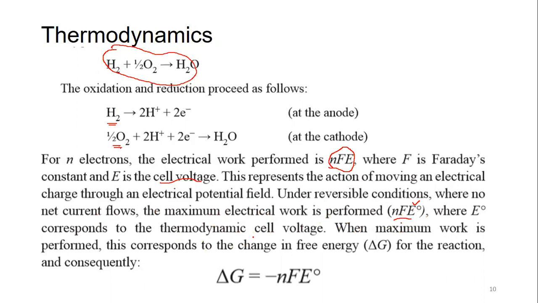Keep in mind thermodynamic efficiency is a little bit different from general efficiencies. So you should keep in mind that when maximum work is performed, the corresponding change in the free energy, that is the free energy available, is minus nFE naught. You should just remember that formula. That's a very basic formula, which is why I don't want to discuss the details of it.